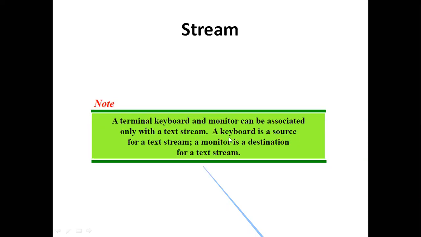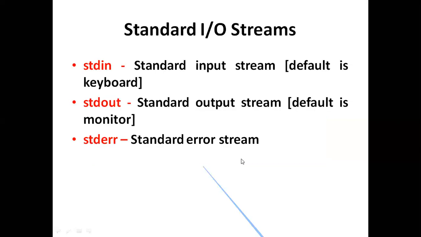In most cases, for every program, what are the input and output? For input it is the keyboard, and output is the monitor. That's why we call the keyboard the source for the text string, and the monitor the destination for the text string. And there are three types of standard input output streams we are having.